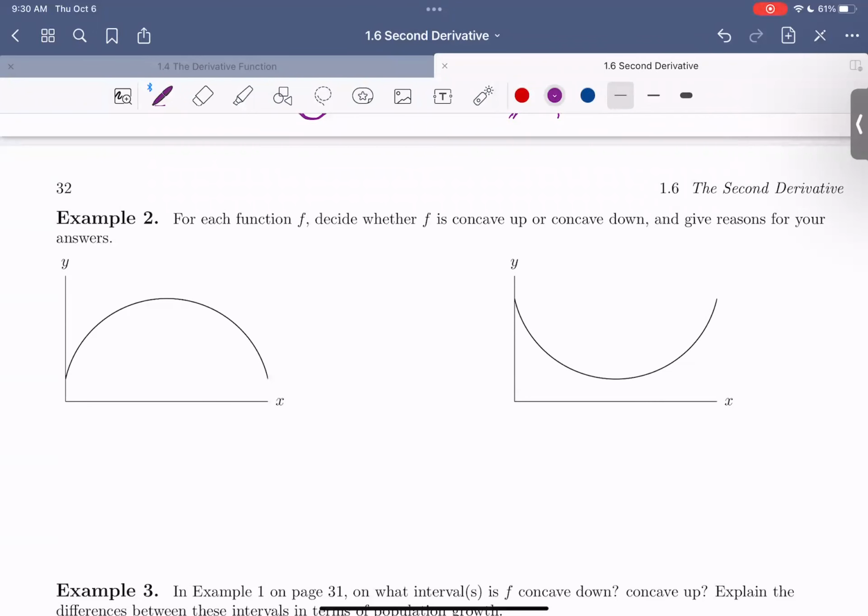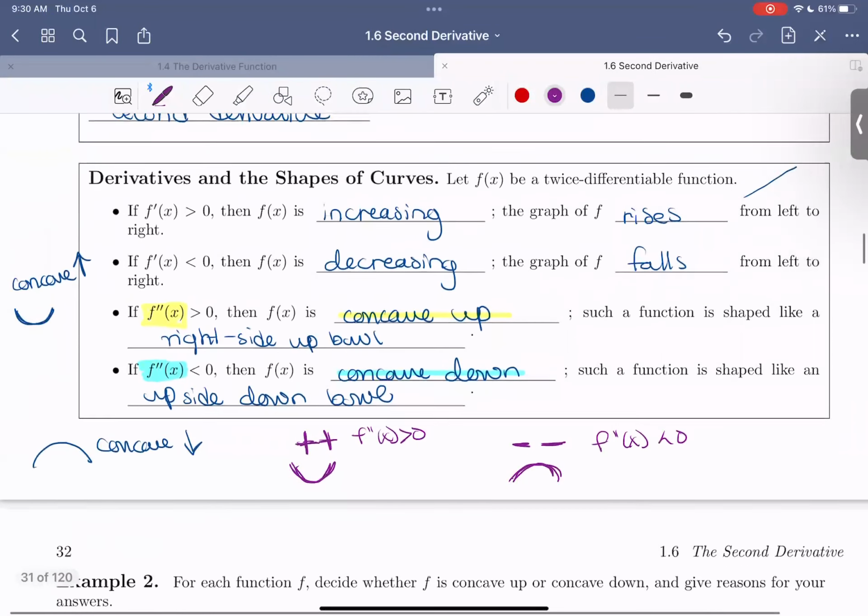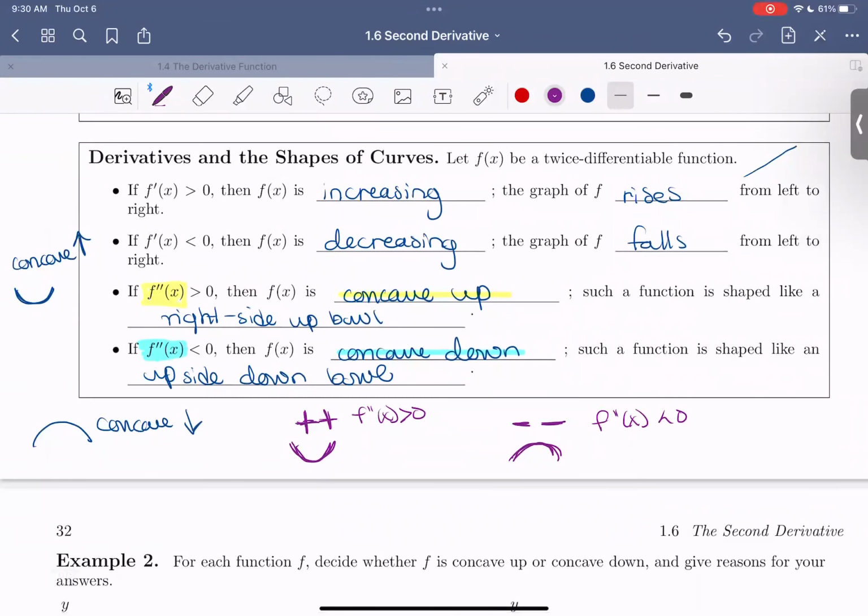In this video, we're going to continue our notes in section 1.6 on the second derivative by looking at example 2. Just recall in the previous example, we summarized some of our findings between derivatives and the shape of curves. In particular, we looked at some new vocabulary, concave up and concave down. And these words are meant to describe graphs based on the sign of their second derivative.